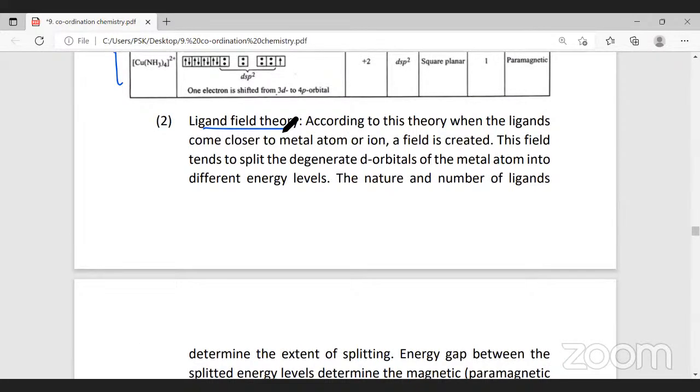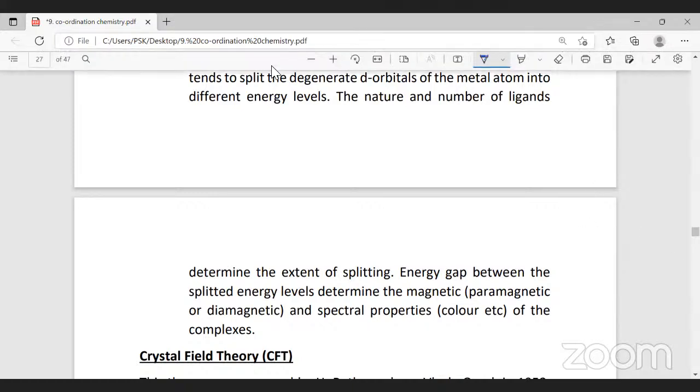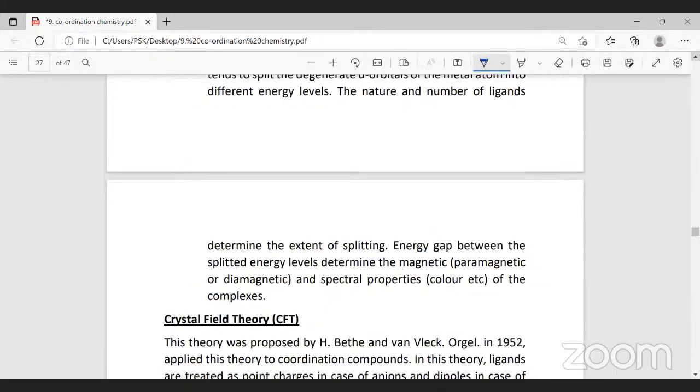According to this theory, when the ligand comes closer to the metal atom or ion, a field is created. This field tends to split the degenerate orbitals of the metal atom into different energy levels. The nature and number of ligands determine the extent of splitting. The energy gap between the split energy levels determines the magnetic and spectral properties, that is, paramagnetic or diamagnetic, and the color of the complexes. I hope you understood the statement. Now, we're going to learn crystal field theory in detail.